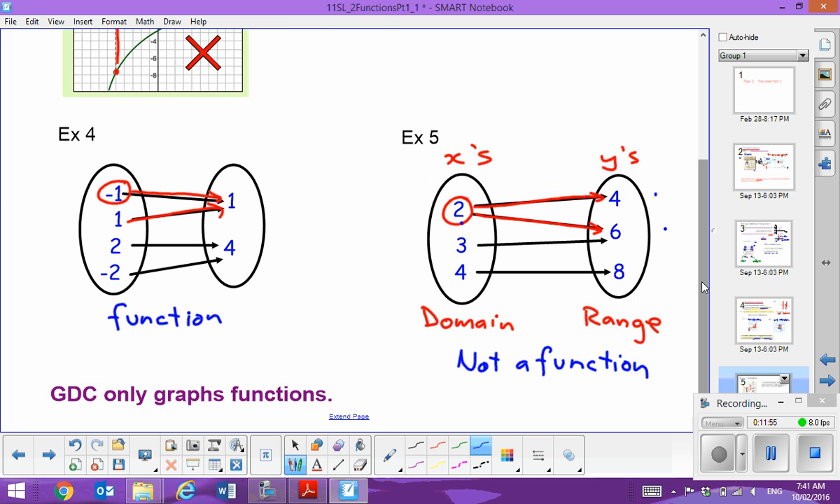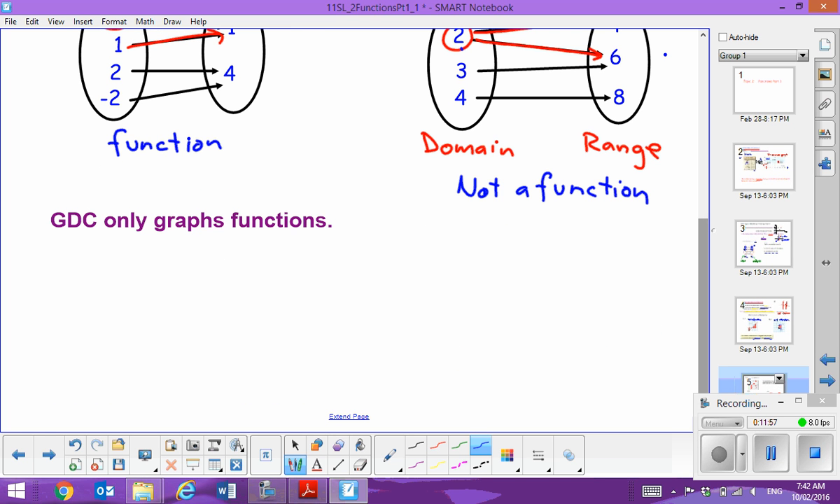In your calculators, your GDC will only graph functions. You cannot graph a relation on there. You'll have to split it if you want to graph that. So that's the end of part A.